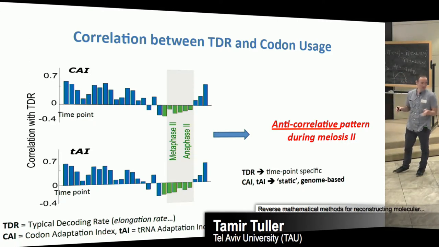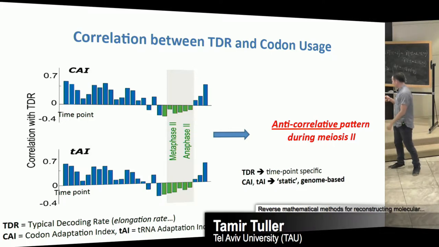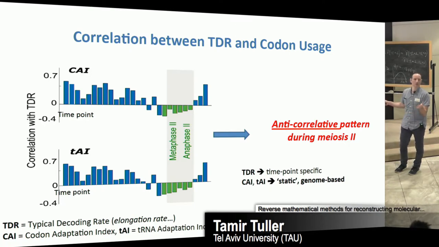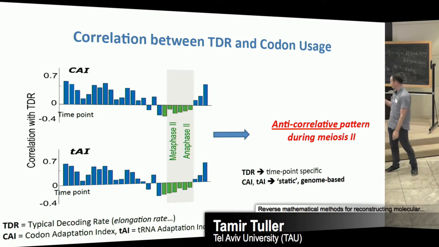Maybe with gamma it will also be good. Not sure. Okay, so this is the first result. You see here different time points during meiosis. For each of them, we compute for all the codons the typical decoding rate, and we correlate it with the static measure of codon bias, the tRNA adaptation index and codon adaptation index.